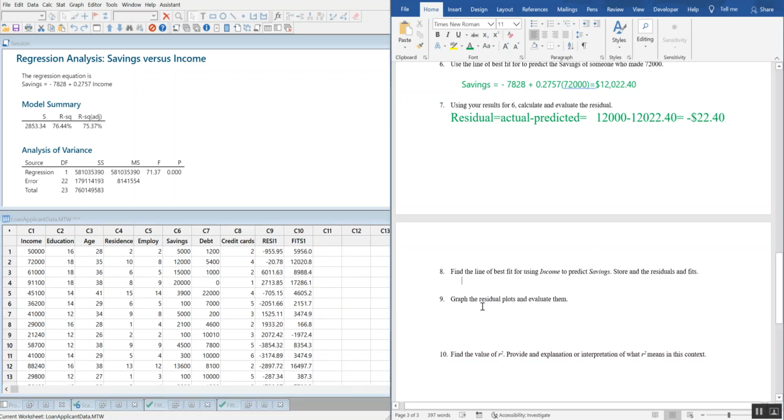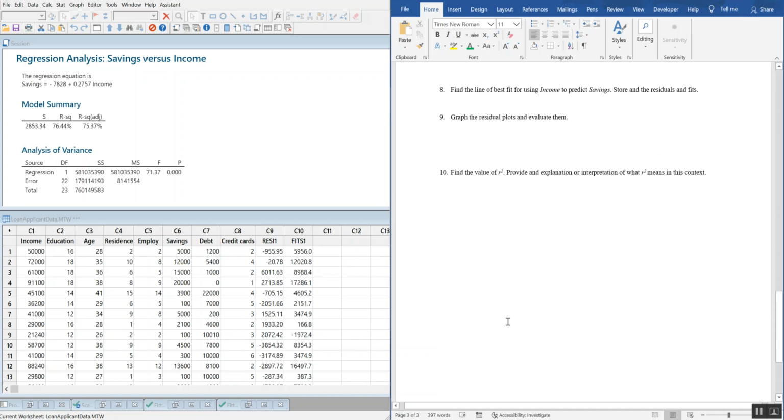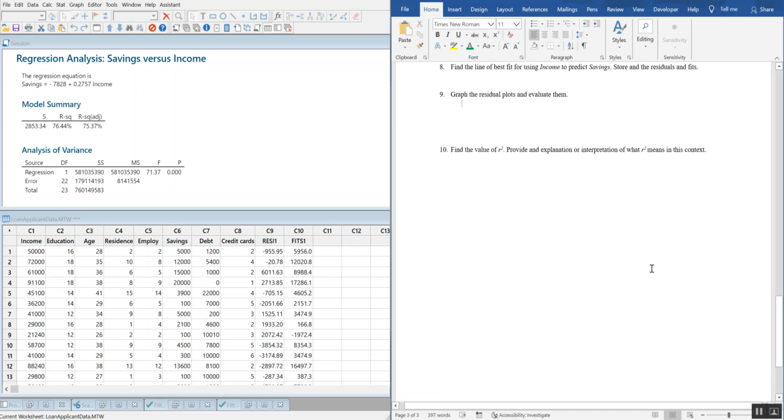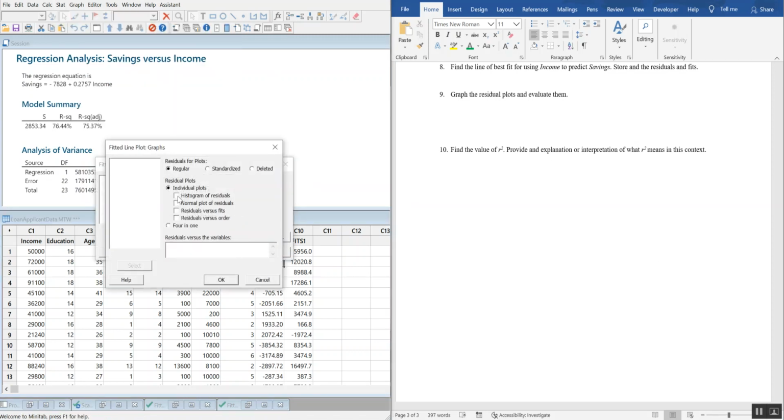So what we're going to do next is ask Minitab to graph them so we can evaluate whether or not the model was successful. Remember, there are 2 things we're looking for in a residual plot: does it look nearly normal, and does it look like it has equal spread? So we're going to go back to the same place, Stat, Regression, Fitted Line Plot. I'm going to hit the Graphs option this time, and I'm going to want a histogram of the residuals, the residuals versus fits, and the normal probability plot for the residuals.